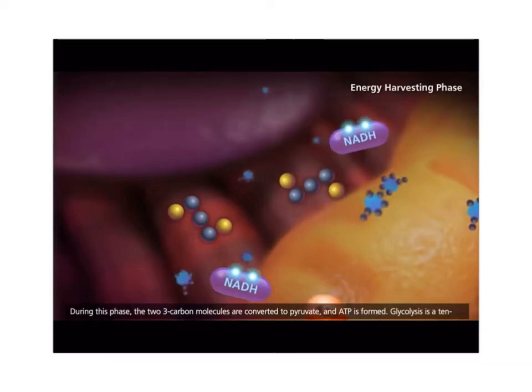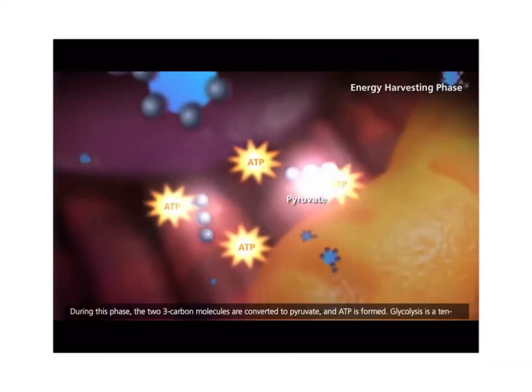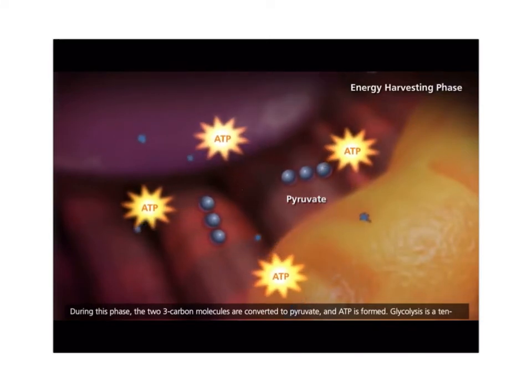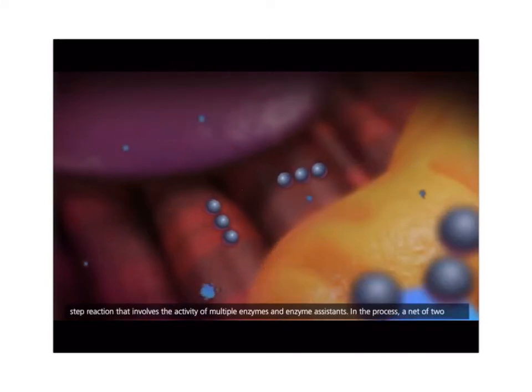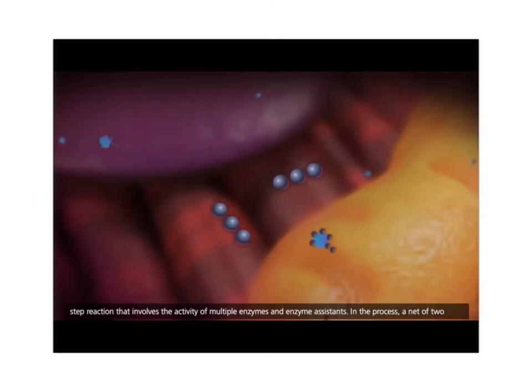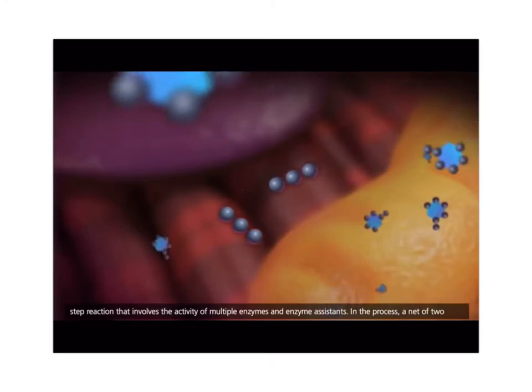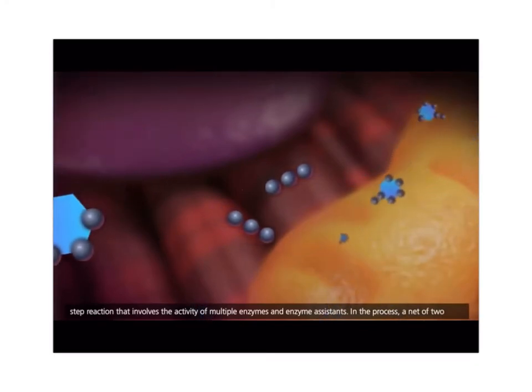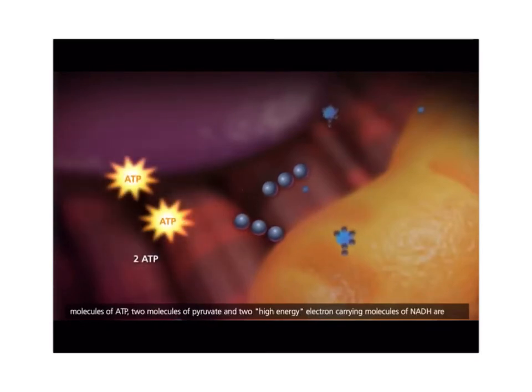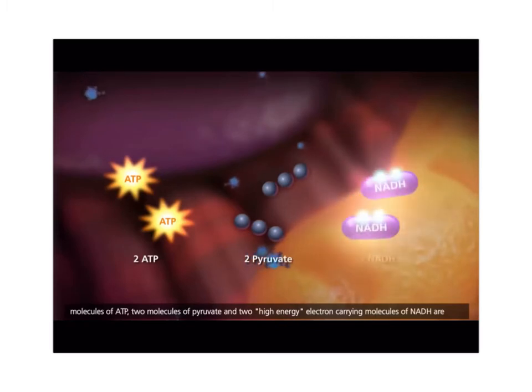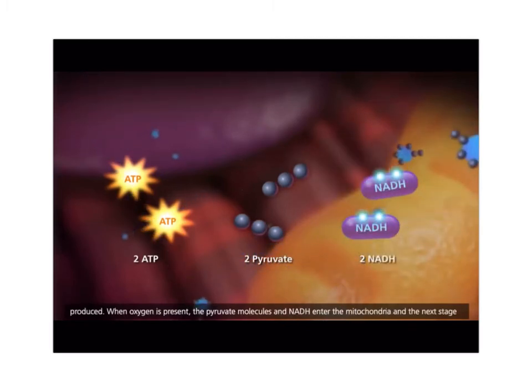Two 3-carbon molecules are converted to pyruvate, and ATP is formed. Glycolysis is a 10-step reaction that involves the activity of multiple enzymes and enzyme assistants. In the process, a net of 2 molecules of ATP, 2 molecules of pyruvate, and 2 high-energy electron-carrying molecules of NADH are produced. So this is just going over the first part of respiration, which is glycolysis.